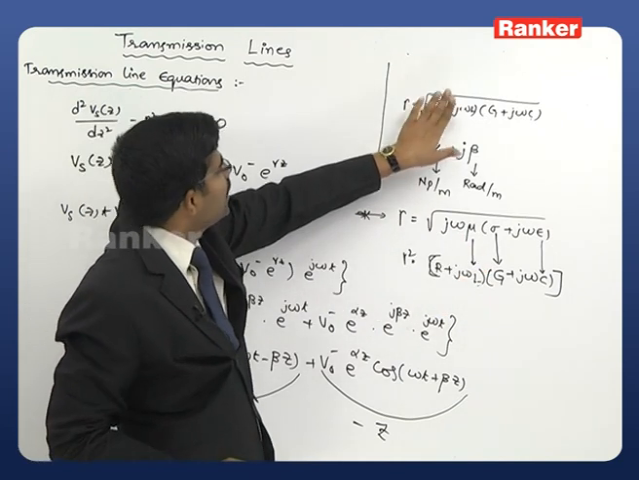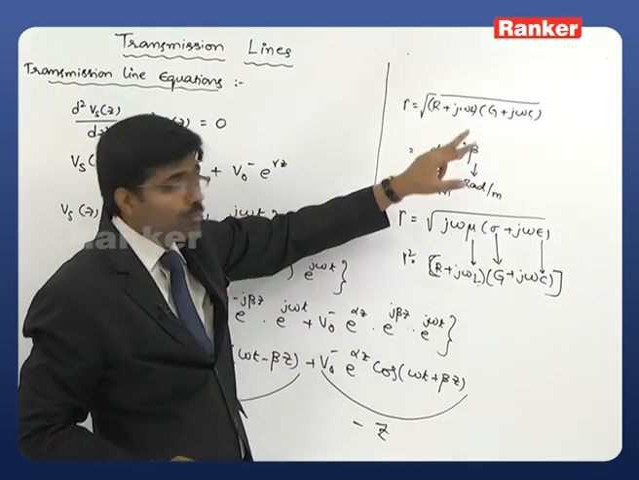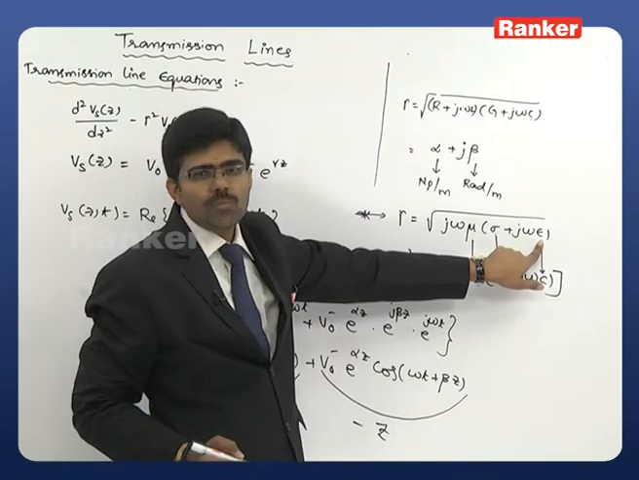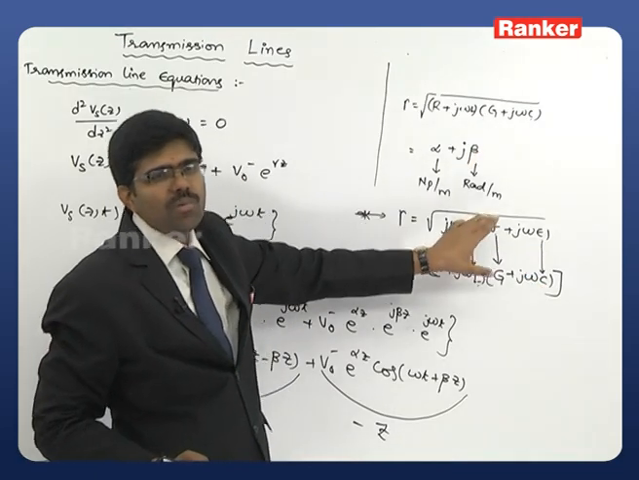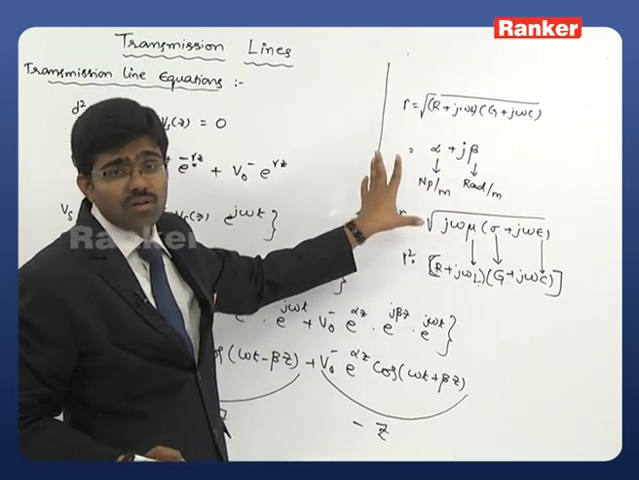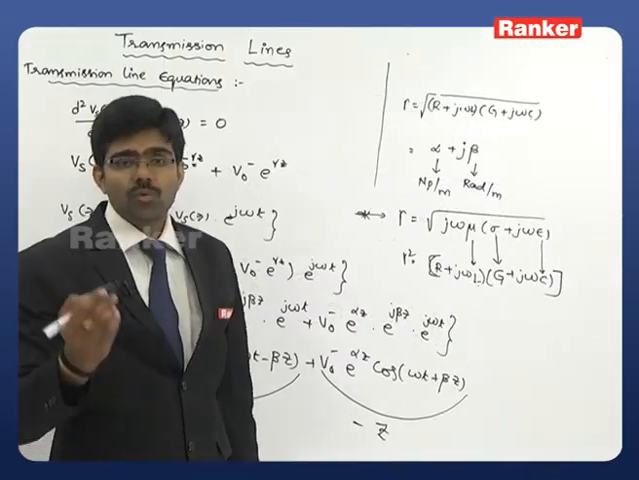If you remember this equation, just ignore this R, and instead of L, write mu. L corresponds to mu. Instead of G, write sigma. Instead of C, write epsilon. So this is a simple trick to remember our gamma, right? This is our secondary propagation constant.